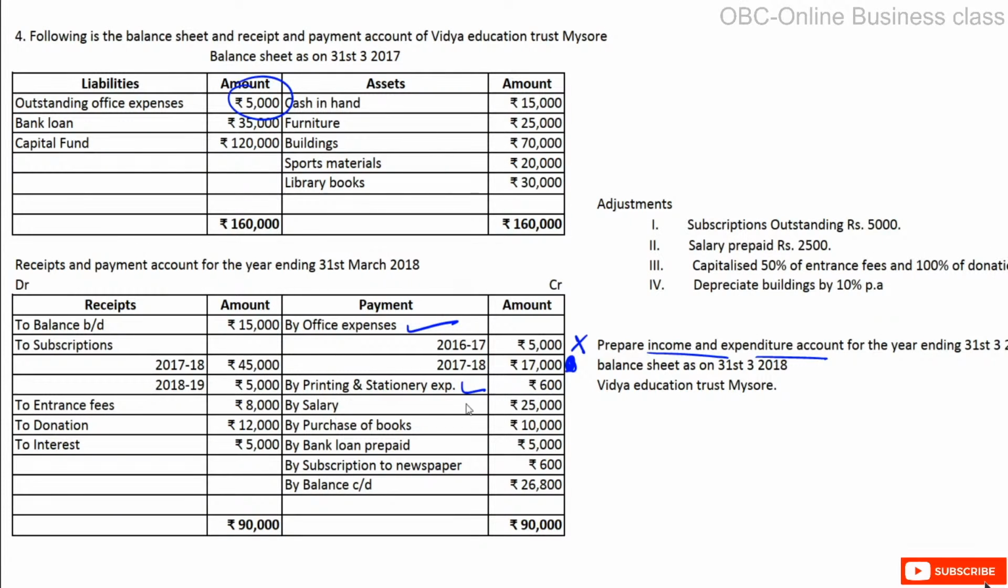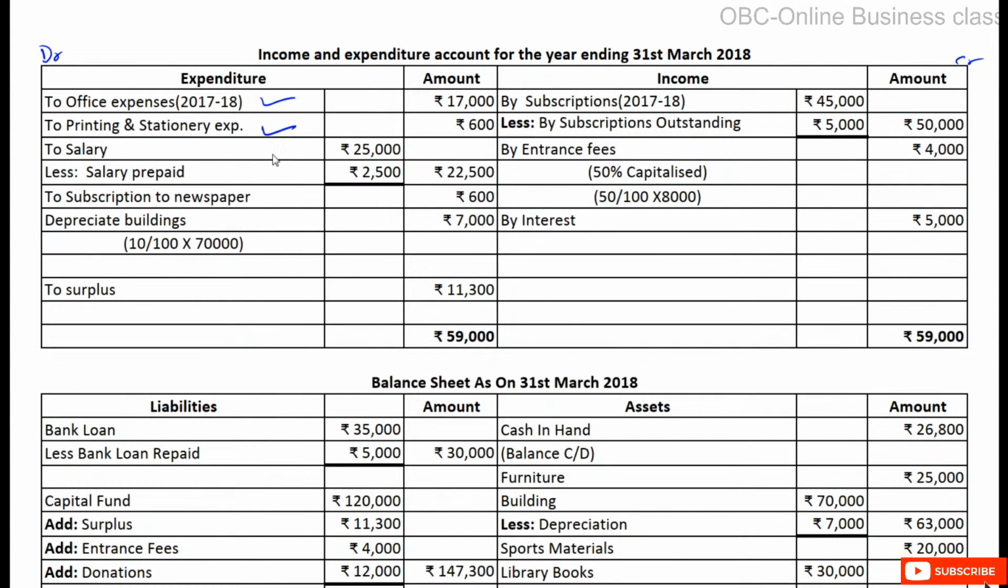Next, by salary 25,000. Check whether we have any adjustment regarding the salary. Yes, we have an adjustment for the salary. What is that? Salary prepaid rupees 2,500. That means you need to deduct it, it's a next year expense, not this year's expense, so that's why we're not adding it, we're subtracting it. So to salary, less salary prepaid 2,500. Write in the outer column, subtract this amount, 22,500.